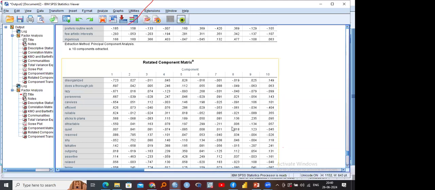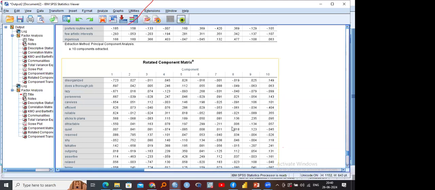Madam, up to distractible the values are greater than 0.5, so can we think that? No, no, it's not about 0.5. It's about the value being maximum amongst all the components. Even if it is more than 0.5, it hardly matters. Even if it is less than 0.5, it hardly makes any difference. It should be maximum among all the components.